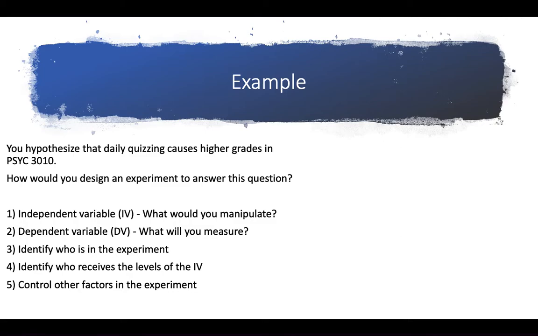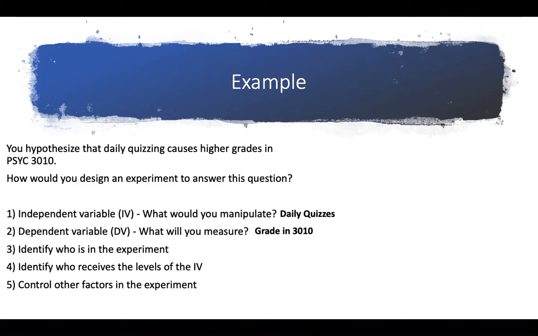What are we going to manipulate here? Well, we're testing the effect of daily quizzes on grades in 3010. So we would manipulate our daily quizzes. That would be our independent variable. Now your dependent variable, what you are measuring, in this case, is your grade in 3010. So we're trying to see how daily quizzes affect grades in 3010.